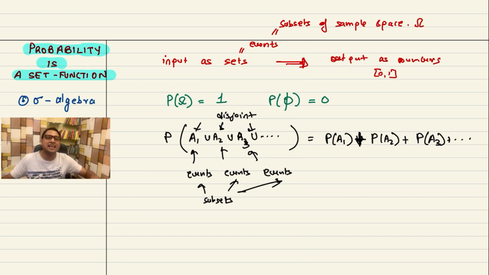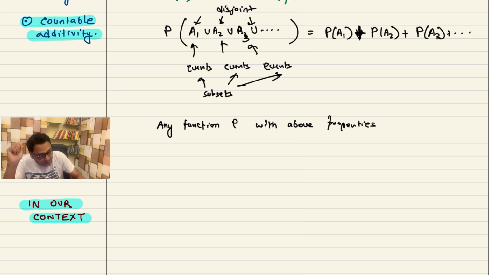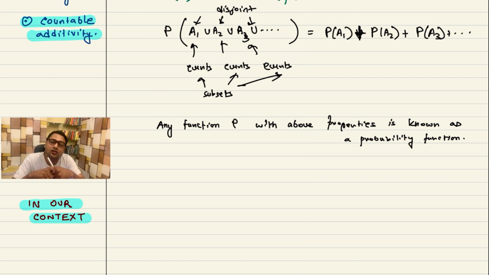Any function P with the above properties is known as a probability function, or just a probability measure sometimes, or just probability.